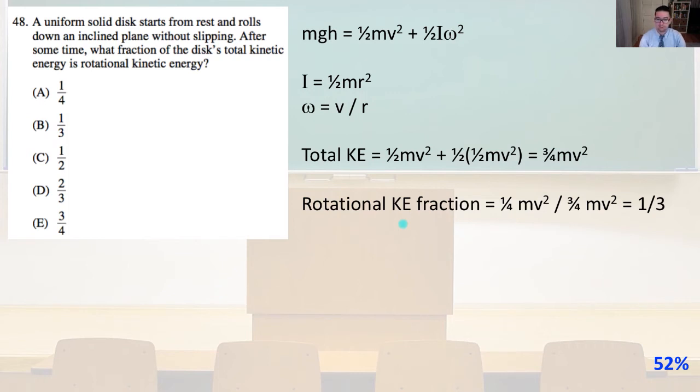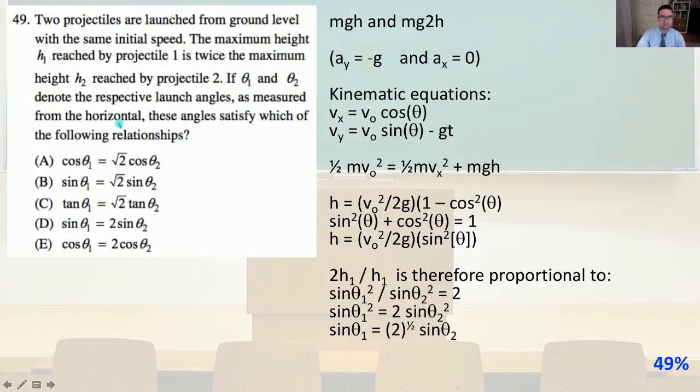So our total kinetic energy is going to be 1/2 mv squared, that's our translational kinetic energy, plus 1/2 of 1/2 mv squared, that's our rotational kinetic energy. That's going to equal 3/4 mv squared, again, our total kinetic energy. So the rotational kinetic energy fraction is going to be 1/4 mv squared divided by 3/4 mv squared, which equals 1/3 of the total kinetic energy. That's answer B.